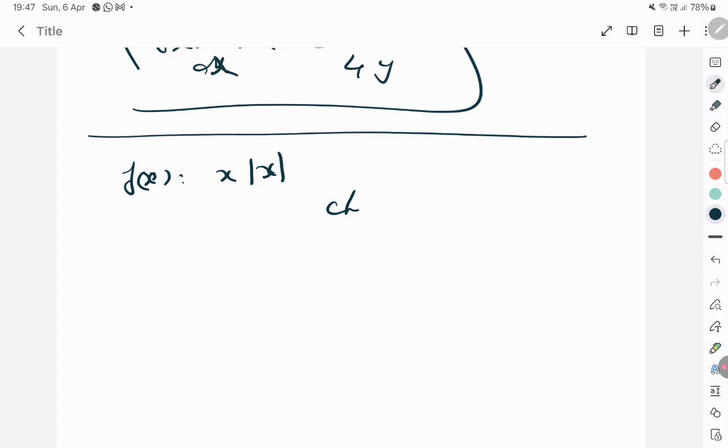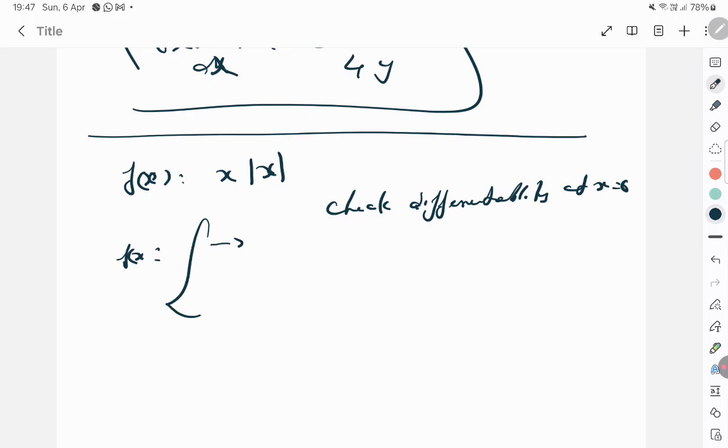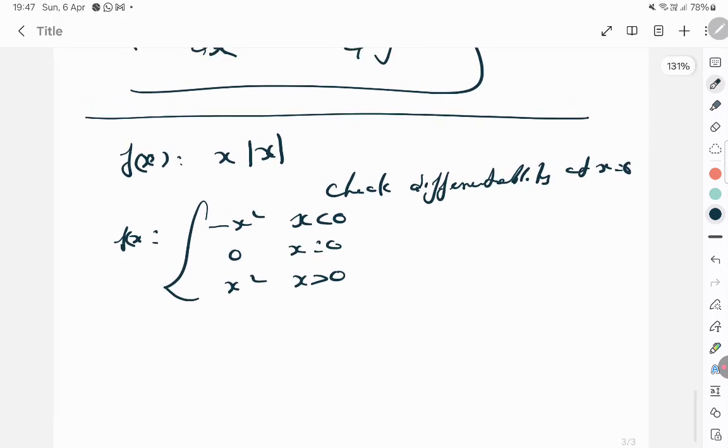So you have to check differentiability at x equal to 0. Redefine the function: f of x will be minus x square when x is less than 0, 0 when x is equal to 0, and x square when x is greater than 0. Correct?